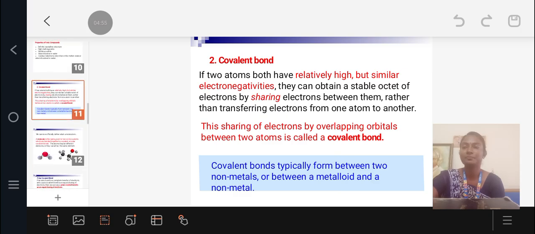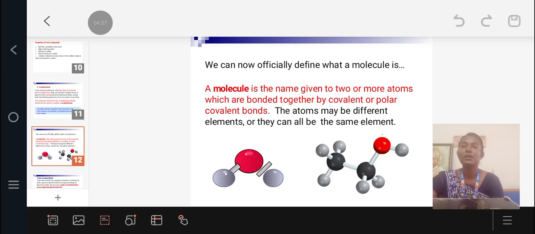A molecule is the name given to two or more atoms which are bonded together by covalent or polar covalent bonds. The atoms may be different elements or they can all be the same element.